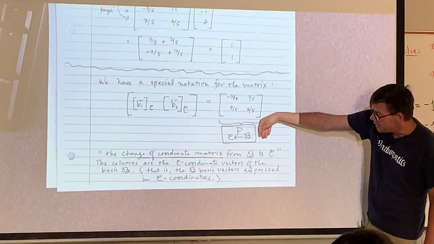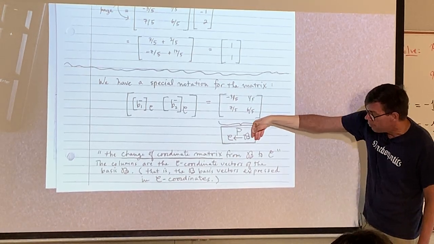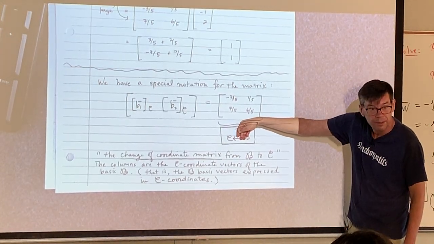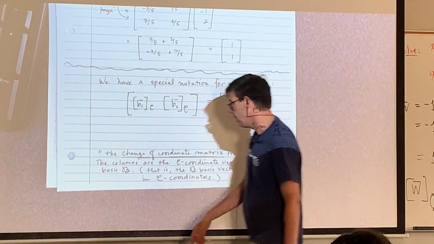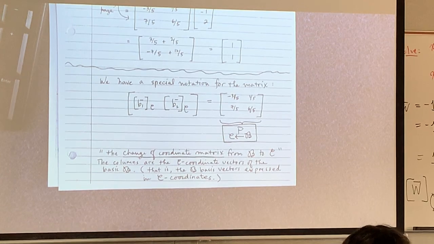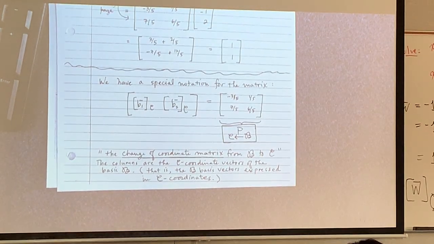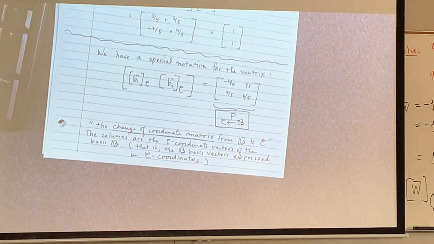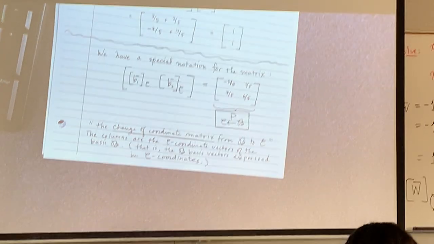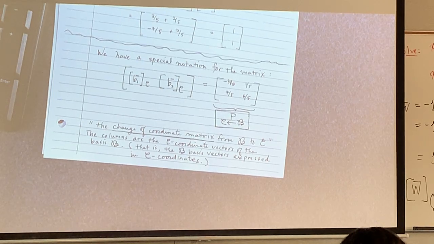We put the B coordinates on this side, we multiply by that vector, and what we get are C coordinates. That's called the change of coordinate matrix from B to C. The columns of this change of basis matrix are the C coordinate vectors of the basis B. That is, the B basis vectors expressed in C coordinates.